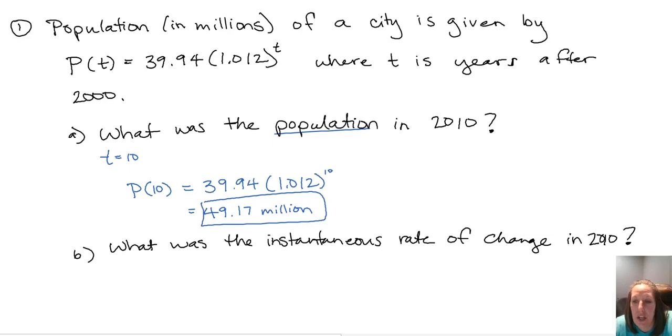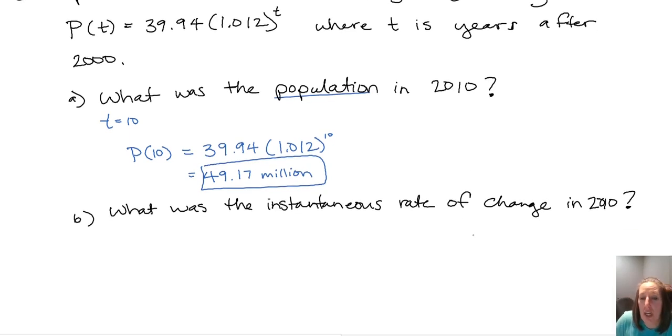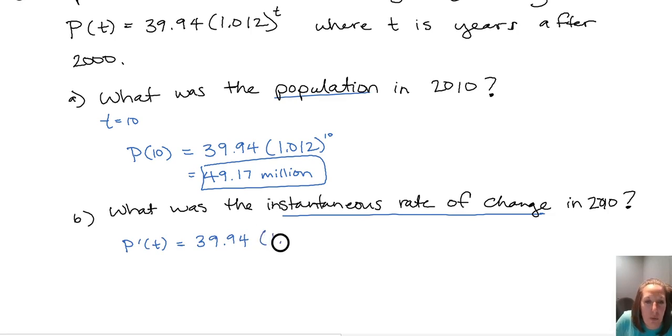What was the instantaneous rate of change in the year 2010? Remember, instantaneous rate of change is another phrase that means take the derivative. So we need to take the derivative of our function. The 39.94 is just a coefficient, and then the derivative of 1.012 to the t is going to be 1.012 to the t times the natural log of that base. And then to find the instantaneous rate of change in the year 2010, we are going to just plug in 10 into that equation.